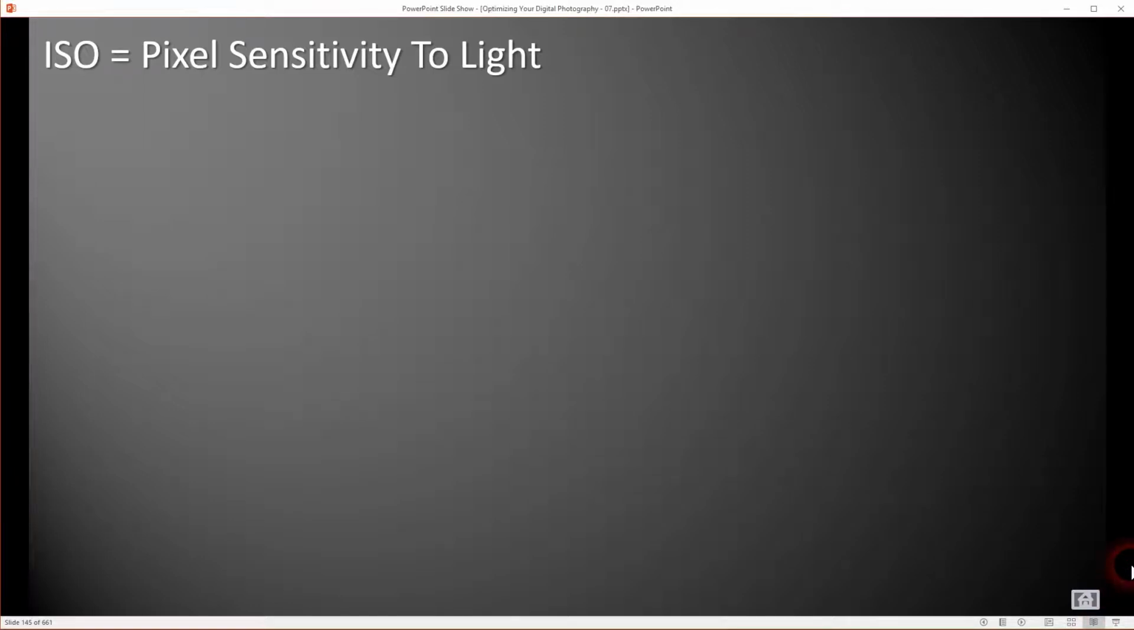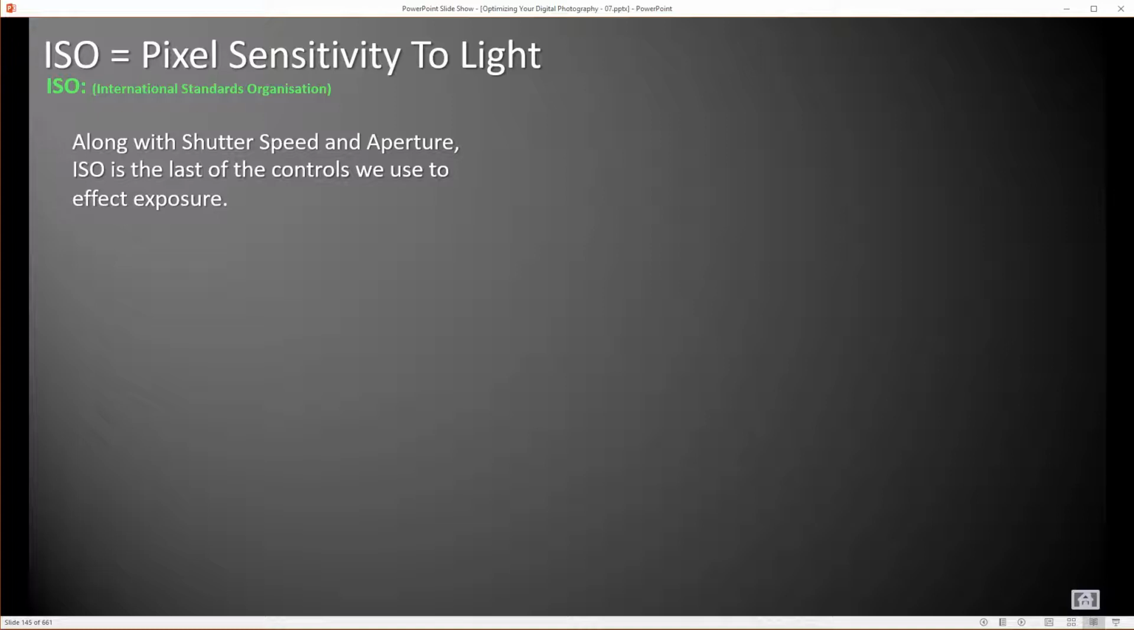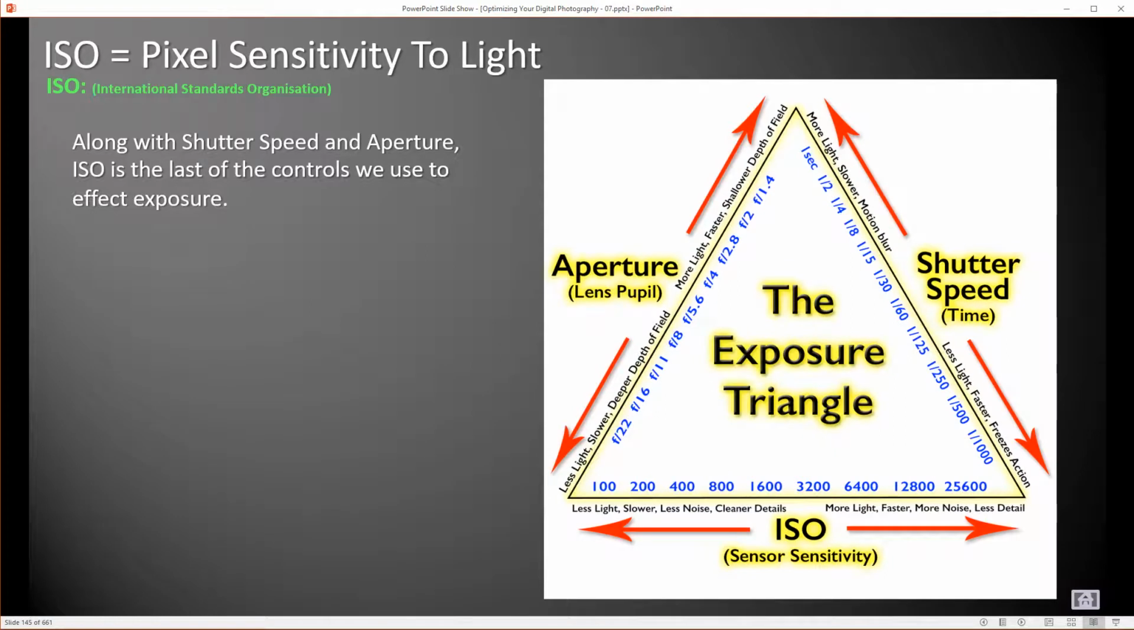We're now going to have a look at ISO, which is the camera sensor's sensitivity, or the pixel's sensitivity to light. It's expressed as ISO, which is just an acronym for the International Standards Organization that give it these particular numbers. Along with shutter speed and aperture, ISO is the last of the controls we use to affect exposure, and we'll be covering exposure in a future video, but this is just one element of exposure. And it forms the third part of our exposure triangle.